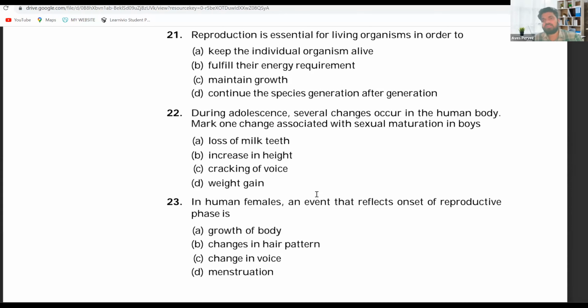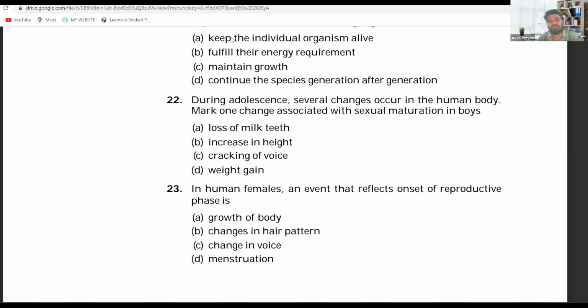Question number 22, which is the correct answer? Question number 22. Faiz, Ammar, Jaslin, Madiha, please turn on your mic. Cracking of voice. So during adolescence, several changes occur in the human body. Mark one change associated with the sexual maturation of boys. Yes, cracking of voice is the correct answer.